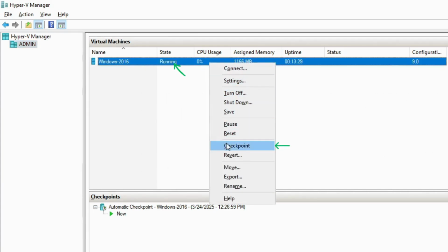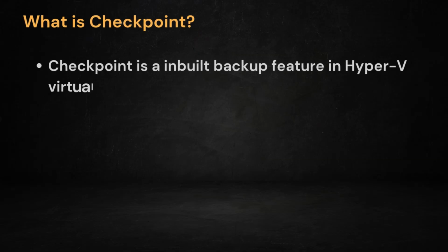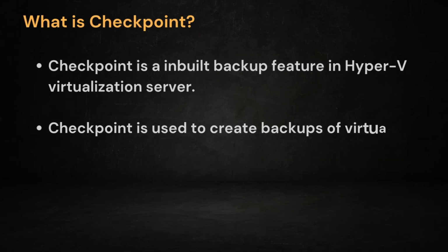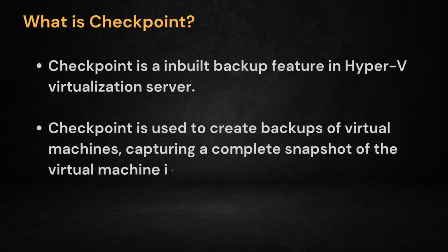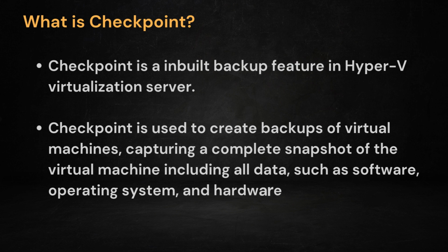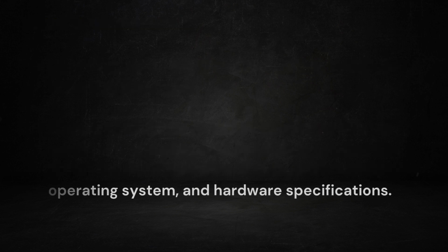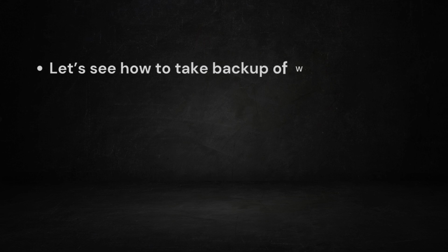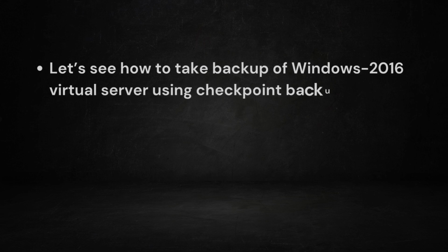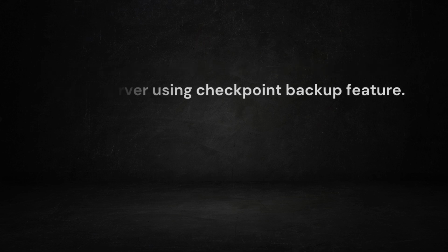Checkpoint is an inbuilt backup feature in Hyper-V. Checkpoints are used to create backups of virtual machines, capturing a complete snapshot of the virtual machine including all data, such as software, operating system, and hardware specifications. Let's see how to take a backup of the Windows 2016 virtual server in Hyper-V using the Checkpoint backup feature.